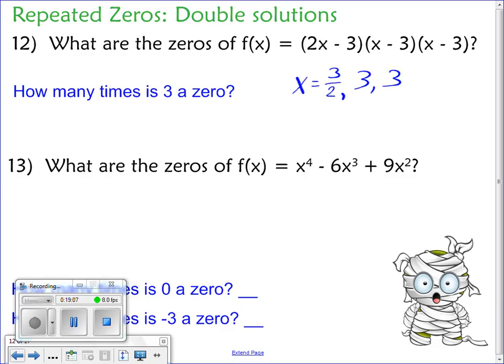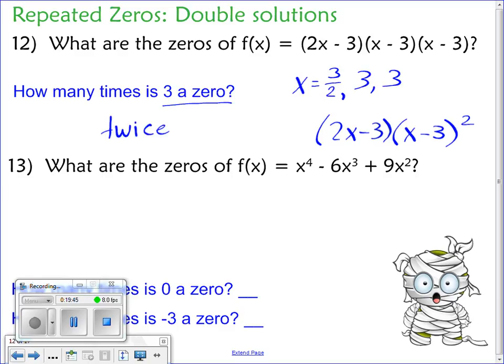How else could that have been written instead of spaced out like that? Good. They could have had it as 2x minus 3 and then x minus 3 squared, which would just tell you that this answer of 3 shows up twice. So how many times is 3 a 0? Notice the terminology. Notice it doesn't have an actual 0. It's Z-E-R-O, because it's not talking about the number 0. It means an answer where my y value was 0. How many times was 3 a 0? Twice.